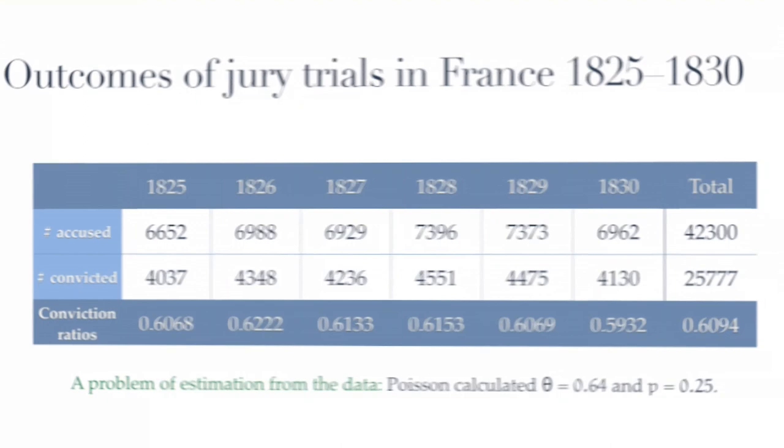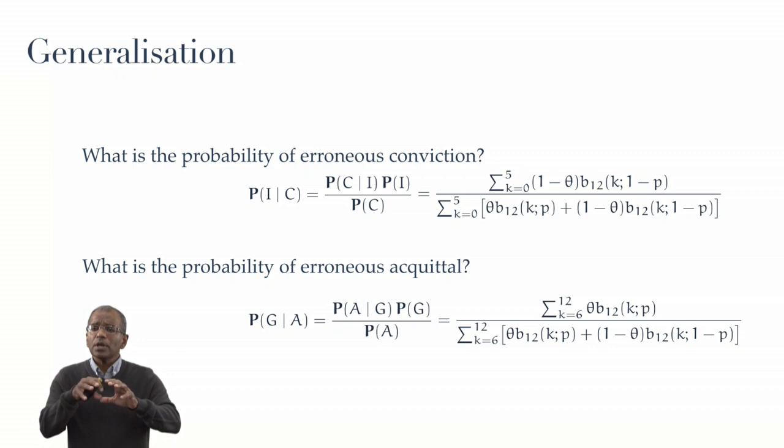And so to do this, we want to promptly generalize what we have. So here are the expressions we've computed. The probability of erroneous conviction when you have a jury of size 12 with a majority of 7 needed for conviction, and the probability of erroneous acquittal.